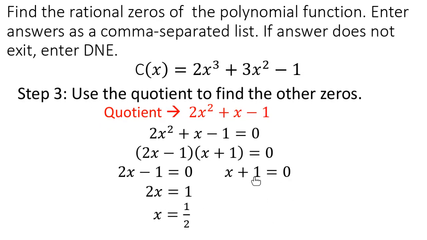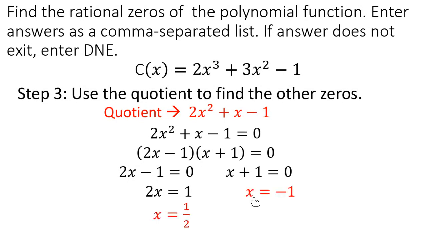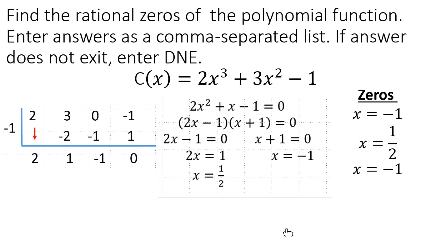And on the next one, we subtract the 1. So we get x equals negative 1. So we should have 3 zeros. So we have 1 zero here, a half here, and our third zero was negative 1. Okay, so we had the negative 1 from here, we had the half, and then we have another negative 1. So the multiplicity of this negative 1 is 2.